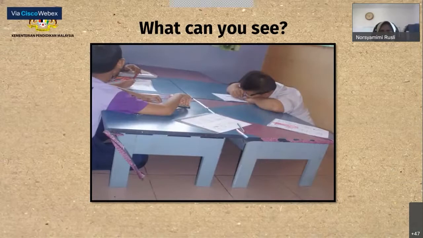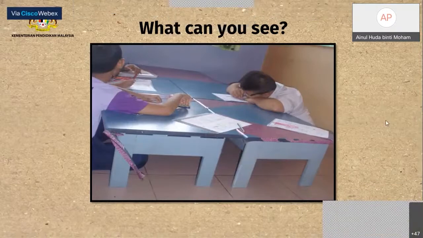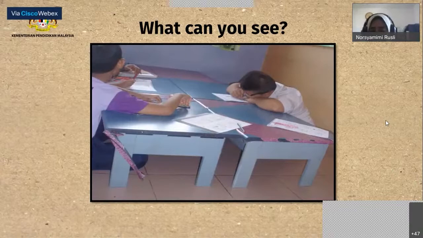They are not sitting in an appropriate position. The child is slouching. He is holding on to the desk to write.